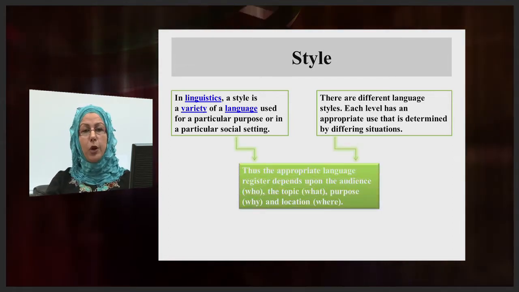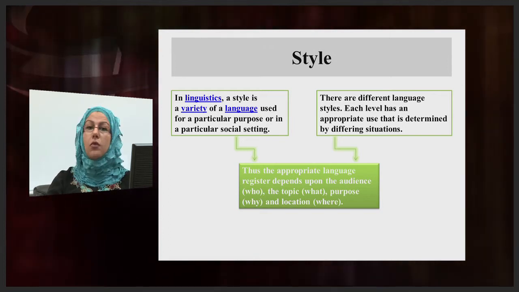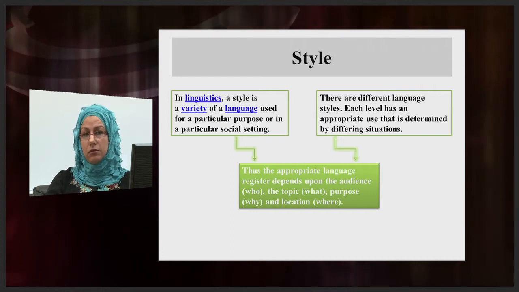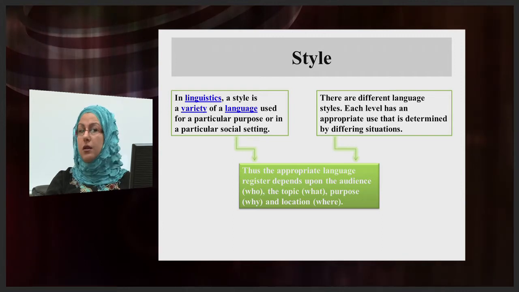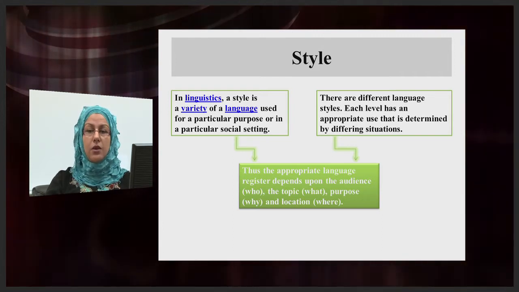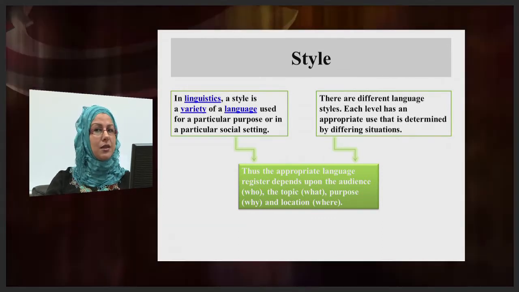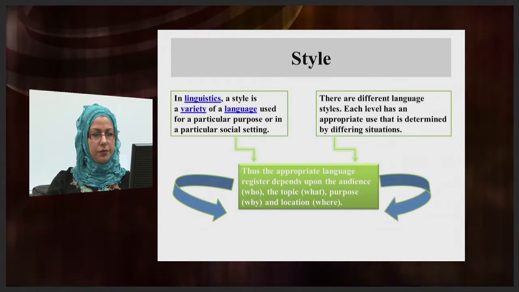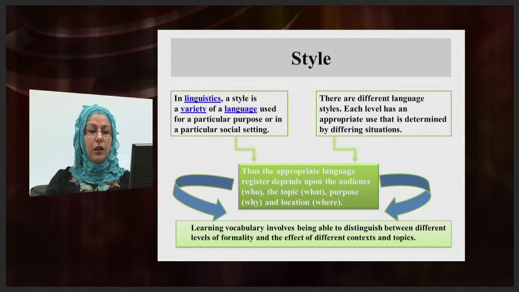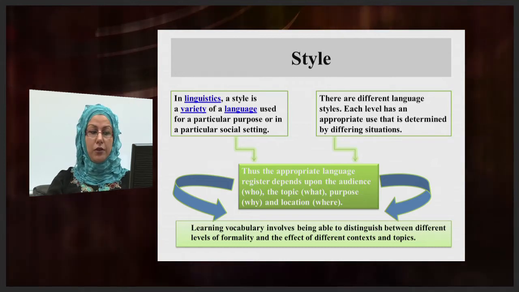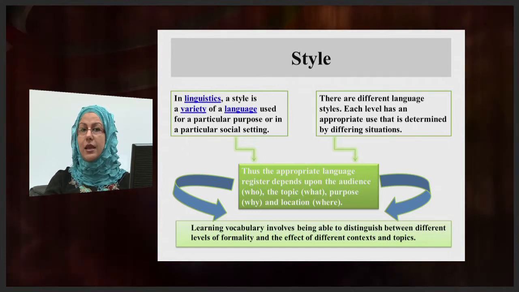Thus, the appropriate language register or style depends upon the audience, the who, the topic, the what, the purpose, the why, and the location, the where. These are important factors to help you determine which language style to use. Learning vocabulary, therefore, involves being able to distinguish between different levels of formality and the effect of different contexts and topics.